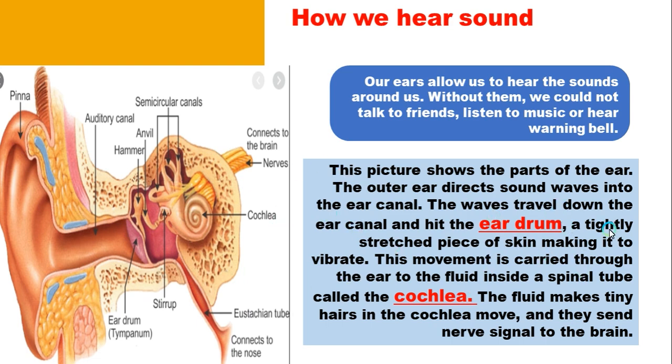So this movement is carried to the cochlea. Now this is the cochlea. From the eardrum, it goes to the cochlea, and in the cochlea, the fluid makes tiny ears move, and they send nerve signals to the brain. From the brain, it will tell you you've heard a sound, and you need to respond to the sound you have just heard. So it started from the outside to the eardrum, to the cochlea, then to the nerves, and it connects to the brain.